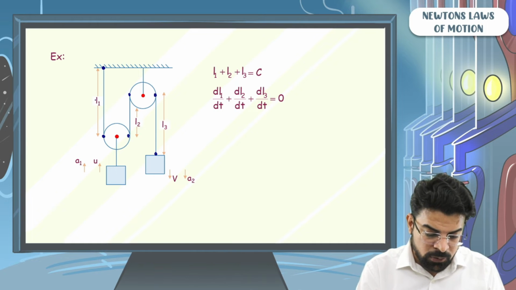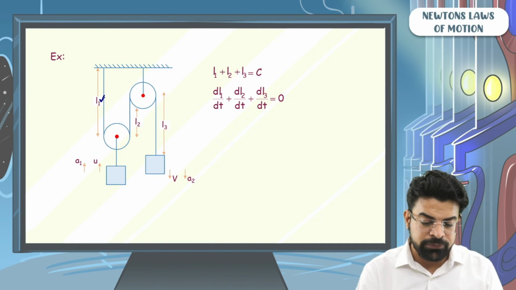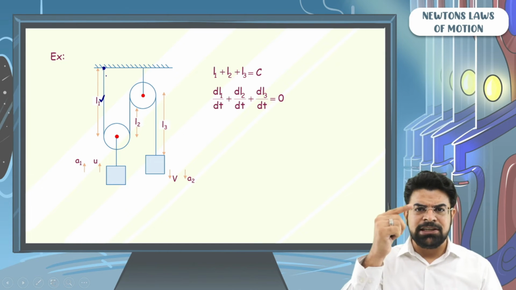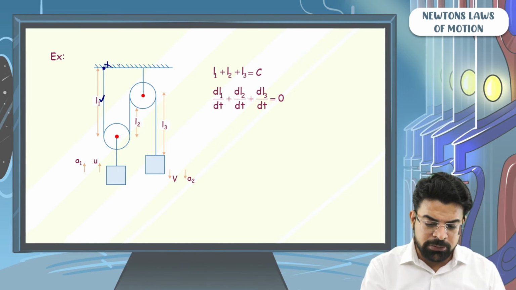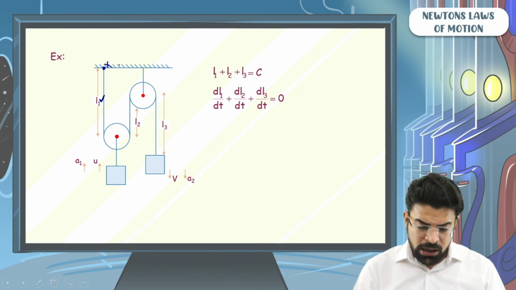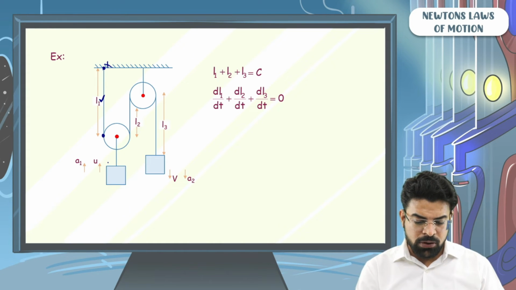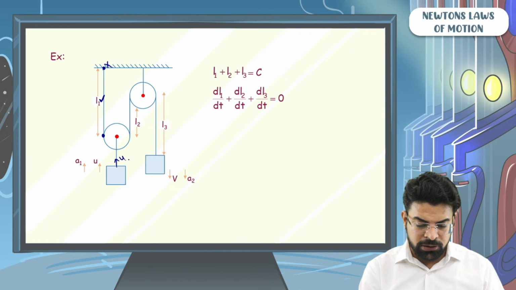Now, what is dL1 by dt? Look at the length one. Just focus on the length one. It is defined from the place where it touches the ceiling. Is the ceiling moving? No. So the velocity of this terminal is 0. Is the second terminal of length 1 moving? The block goes up with a speed u.